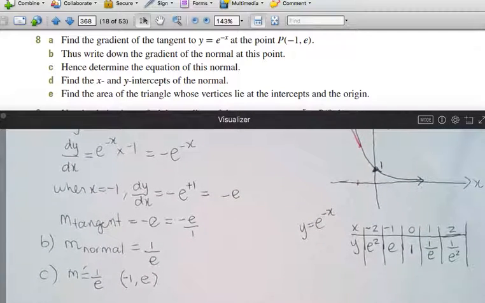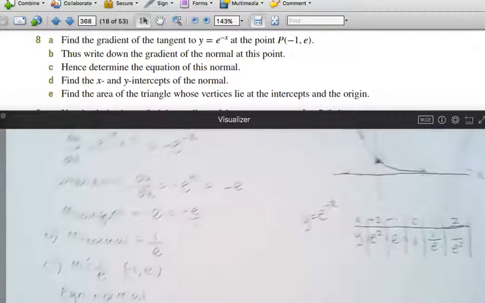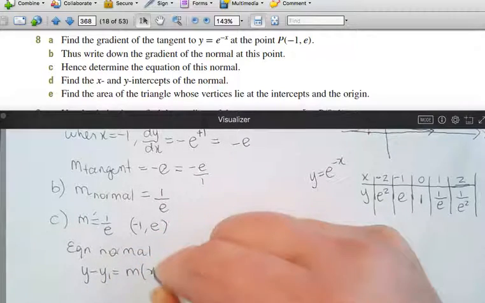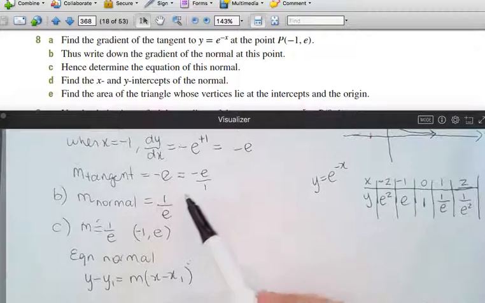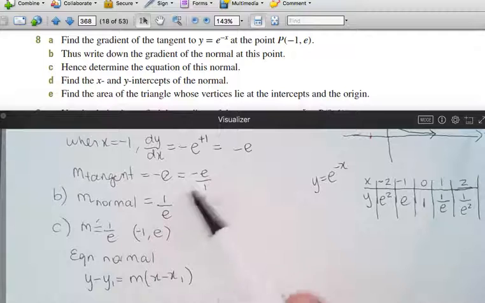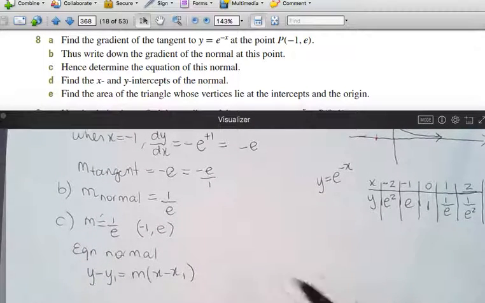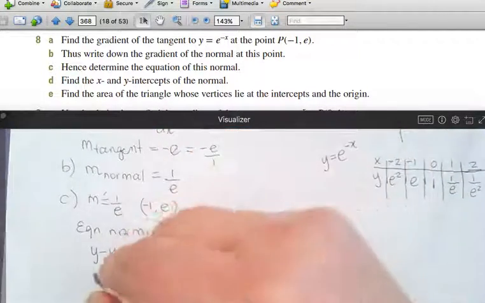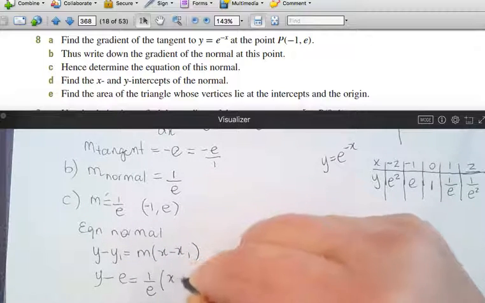So you want the equation of the normal. You good? Y minus y1 equals m bracket x minus x1. So please be careful. Please don't just throw numbers all over the page. You need to write gradient of tangent is -e, gradient of normal is 1 on e, and equation of normal, explain what you're doing. So y minus e equals 1 on e bracket x minus -1.